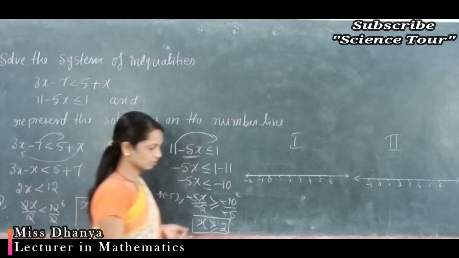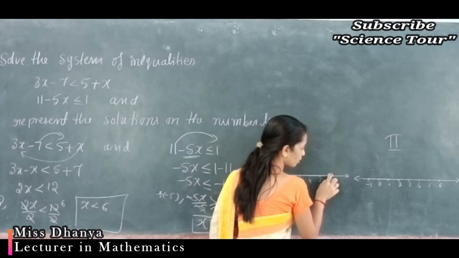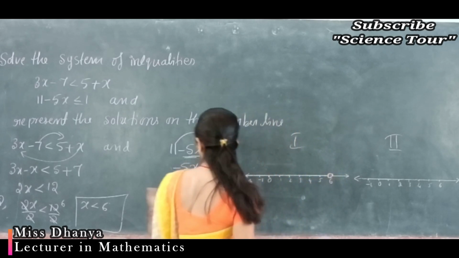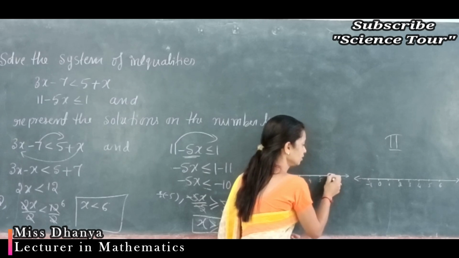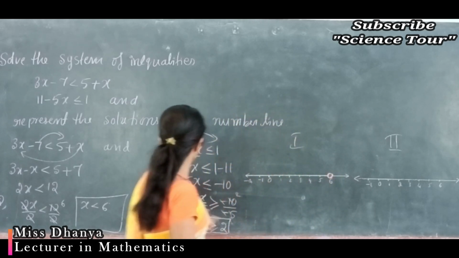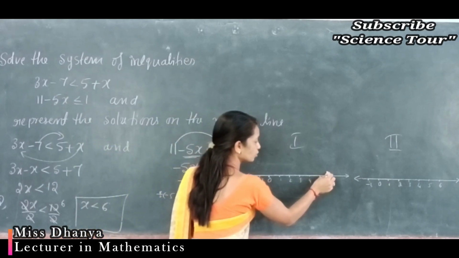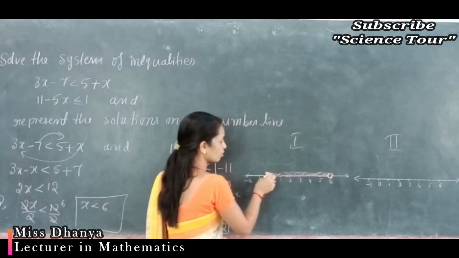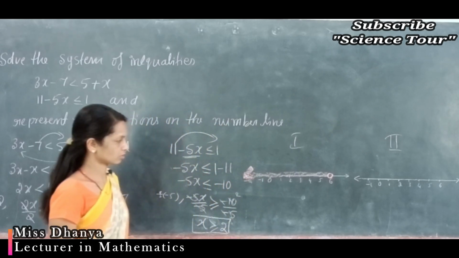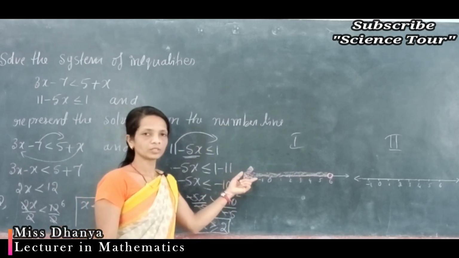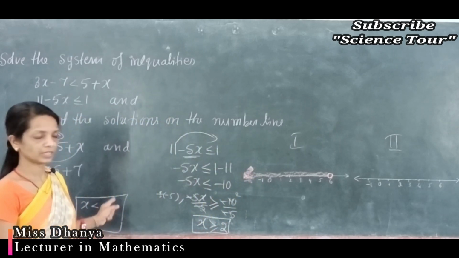So at 6 you have to draw one circle, and that circle should be open or closed. Since you got a strict symbol here, you have to draw an open circle at 6. Which symbol do you have? Less than symbol. Less than means you have to darken the number line on the left side of that 6. Okay, so this is the representation of the solution of the first inequality.